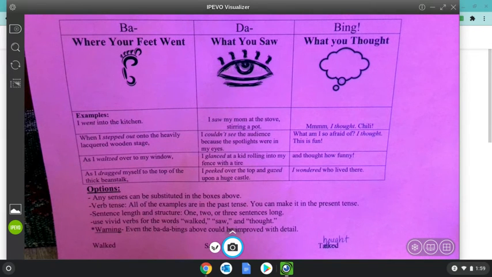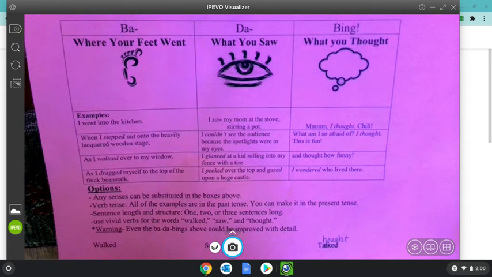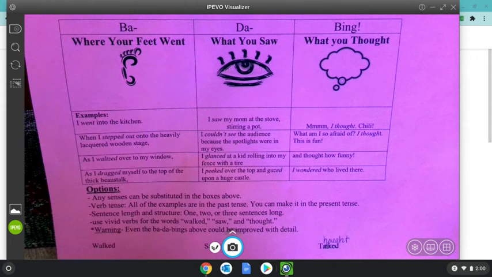So, in a traditional bada bing, you start where your feet were. Then you proceed to what you saw and what you thought. You can rearrange them. It could be a da bing ba or a bing ba da. You can rearrange the feet, the eyes, and the thoughts any way you want. And it also can be one sentence, a compound sentence and a simple, or a compound complex. So, big overview, you can rearrange them in any way you want, and it can be one sentence or three. It's up to you.